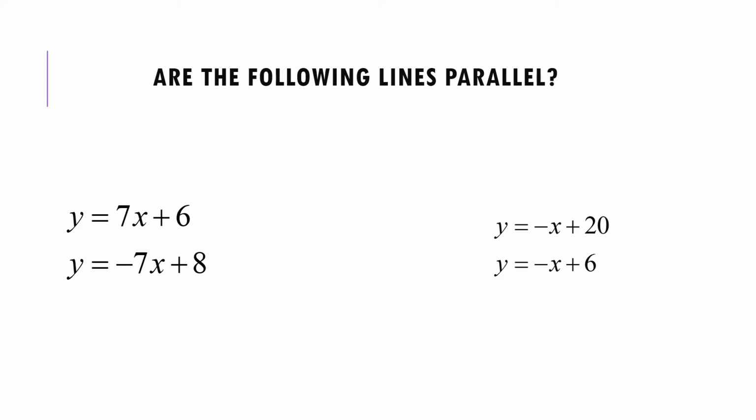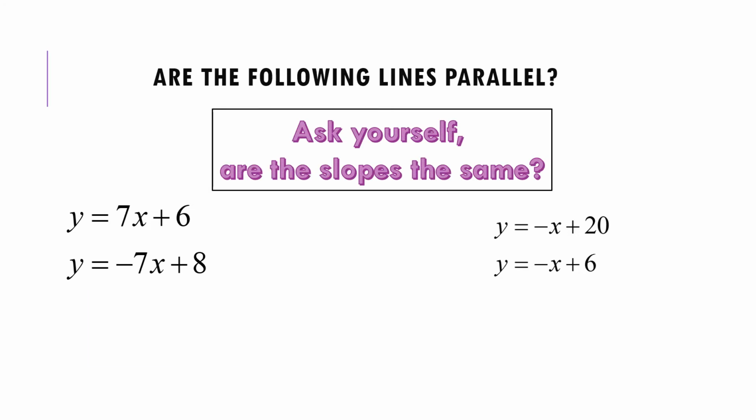For number 3, the slopes are not the same. We have +7 and -7. Yeah, they're both 7, but one is positive, one is negative. That does not mean that they are the same slope.